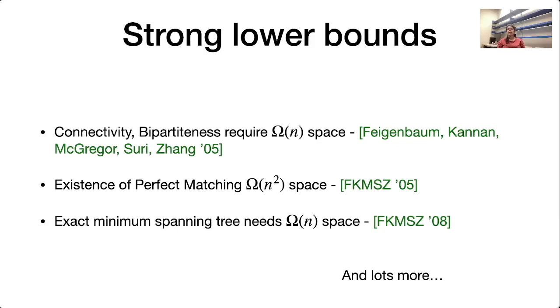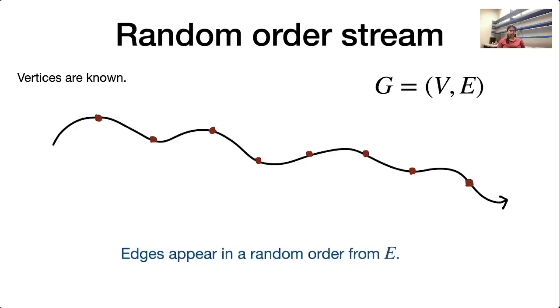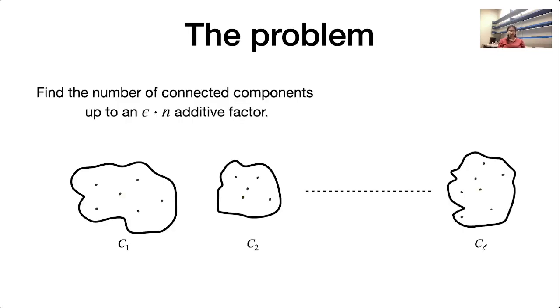What we're going to do next is relax the model a little bit to make it easier for the algorithms. I'm going to talk about the random order streaming model, where again we have graph G with the vertex set known to us, but instead the edges appear in a random order from E. We have edge E_I1, edge E_I2, and so on till edge E_Im, where this order I1, I2, and so on till Im is chosen uniformly at random. So in this random order stream, the problem we're interested in is to find the number of connected components in the graph up to an epsilon n additive factor approximation.